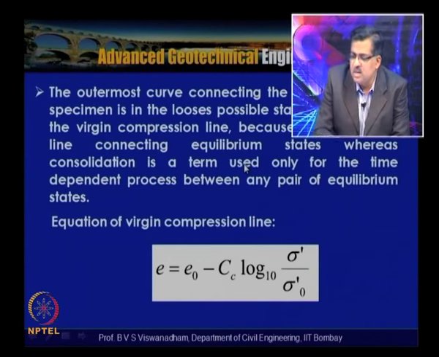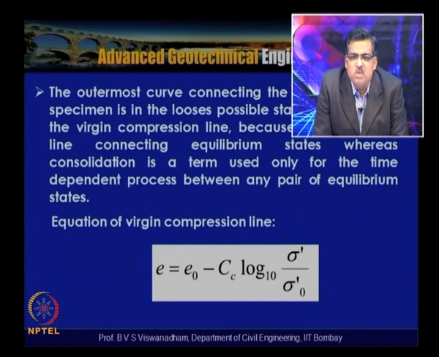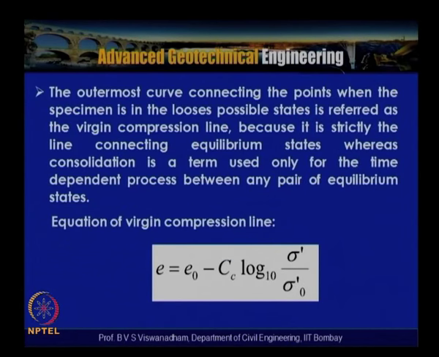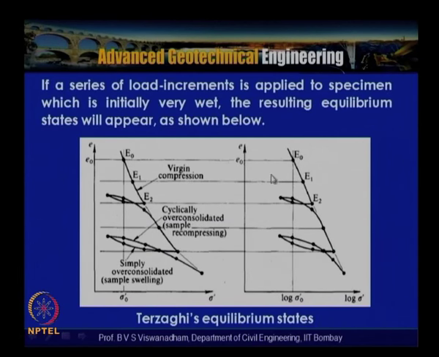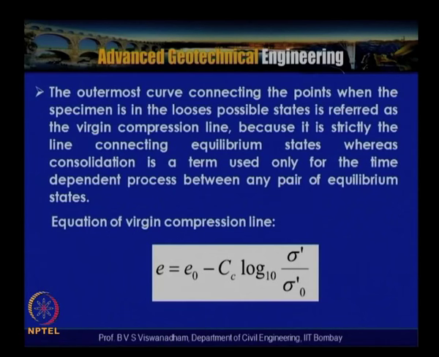The outermost curve connecting the points when the specimen is in loosest possible states is referred to as the virgin compression line, e naught, e 1, e 2. It is called a compression line because it is strictly the line connecting the equilibrium states, meaning that for that increment of load the consolidation is completed. Consolidation is a term used only for the time-dependent process between any pair of equilibrium states.